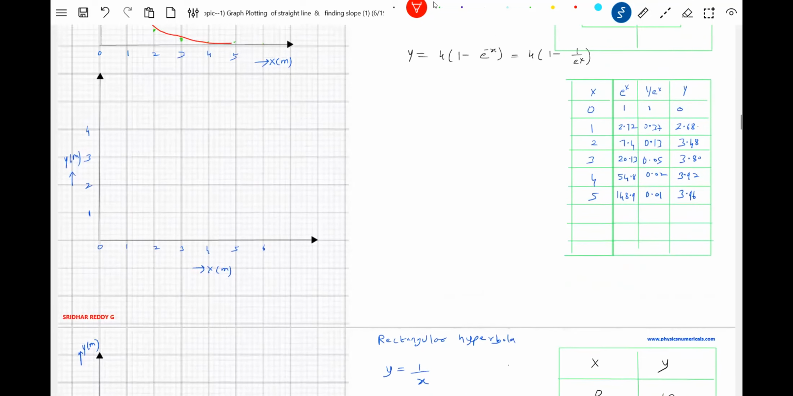Then y equal to 4 times 1 minus e to the power of minus x. X equal to 0, y will be 0. X equal to 1, 2.72, so 2.6 or 2.68. X equal to 2, 3.48. X equal to 3, 3.8. X equal to 4, 3.92. X equal to 5, 3.96.